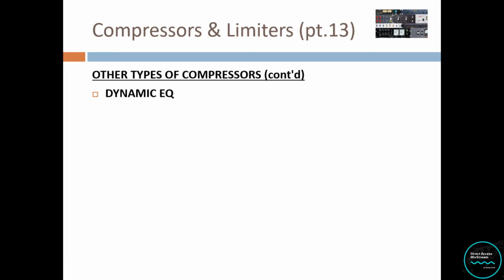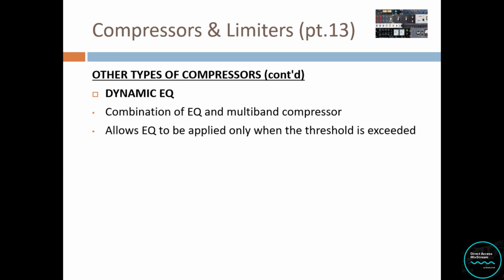Other types of compressors. Okay, so now this one is a little more recent. This is called the dynamic EQ. What is a dynamic EQ? Now, this is actually a combination of an EQ and a multiband compressor. And dynamic EQ is going to be one of my favorites. It's one of my favorite things to use. So this allows your EQ to be applied only when the threshold is exceeded.